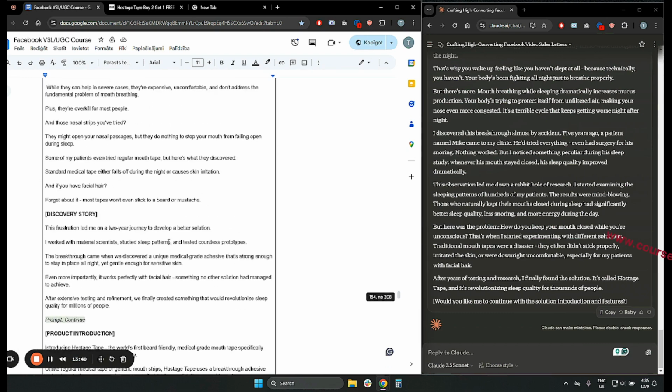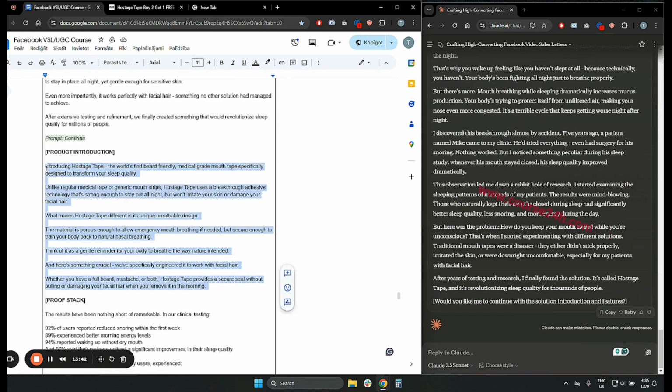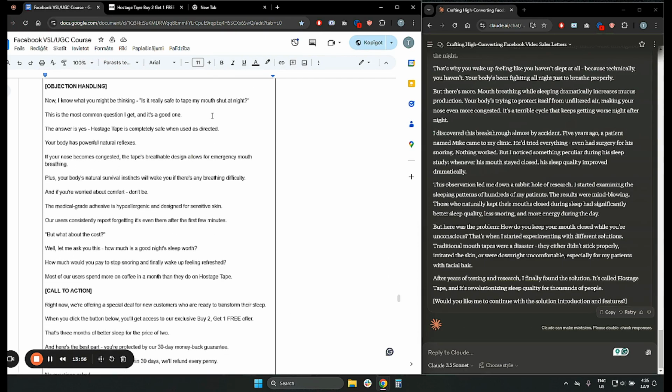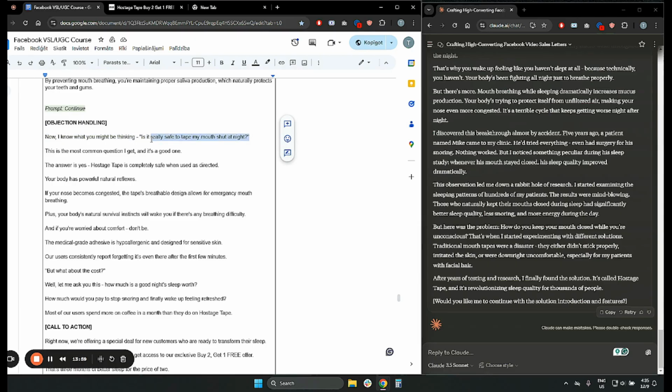The only change I would make is to explain more about what actually happens when you breathe through your nose, the process in a bit more detail and very simply explained. Also, let me see if it handles the objection. Is it really safe to tape my mouth shut at night? I think that's the biggest objection with mouth taping.